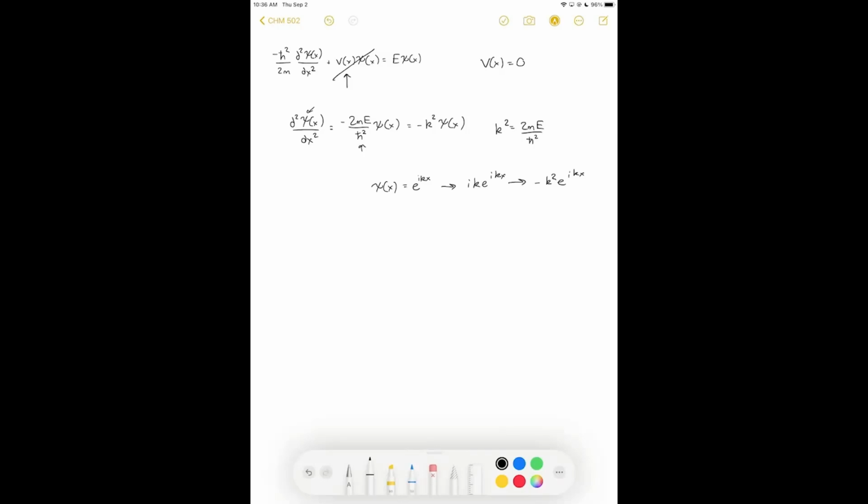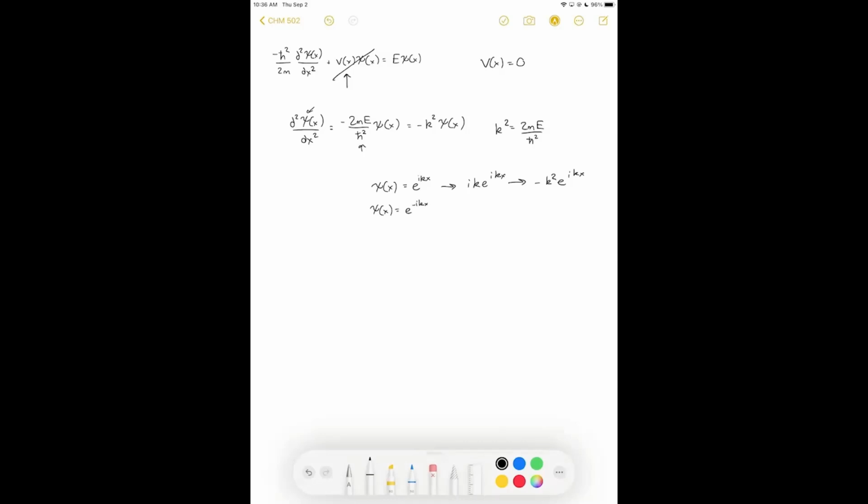Now, before we get too far into this, I want to point out that there is another valid solution. And that other valid solution is, of course, e to the minus ikx. If we were to take two derivatives of this, we'd also return negative k squared e to the minus ikx. And so what these two wave functions amount to is motion in the forward direction and motion in the reverse direction. And that, I think, makes some sense to us.